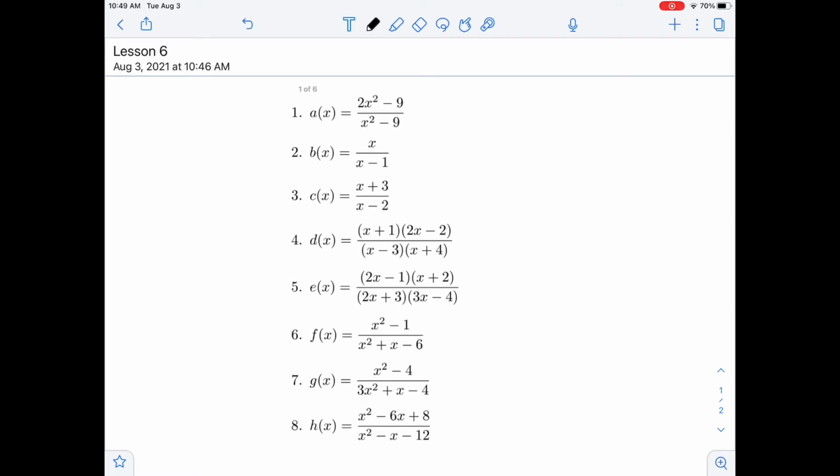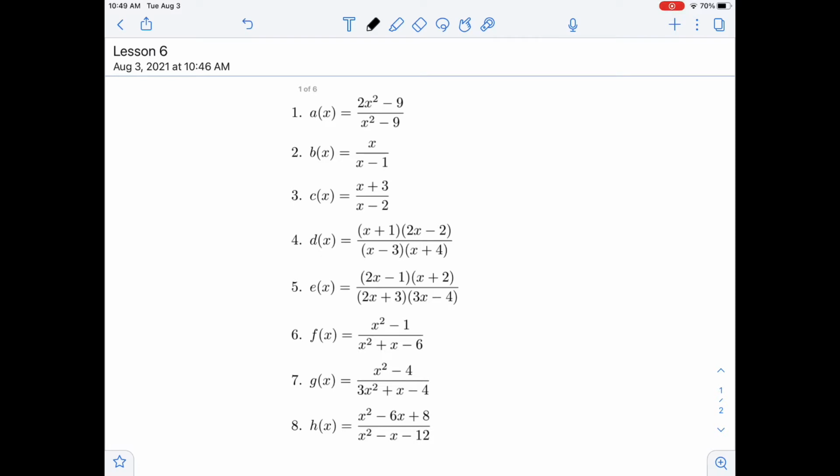Alright guys, for the last 3 lessons of this summer work, I'm going to talk to you all about rational functions. We have 8 rational functions here in front of us. So rational function, rational means ratio. A rational function is the ratio of 2 other functions, and in particular 2 other polynomial functions.